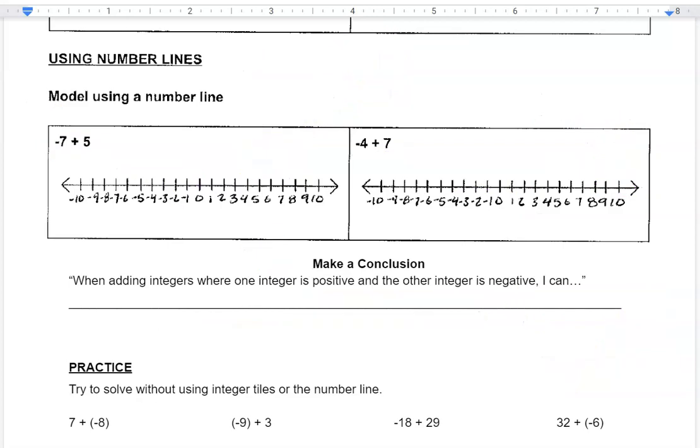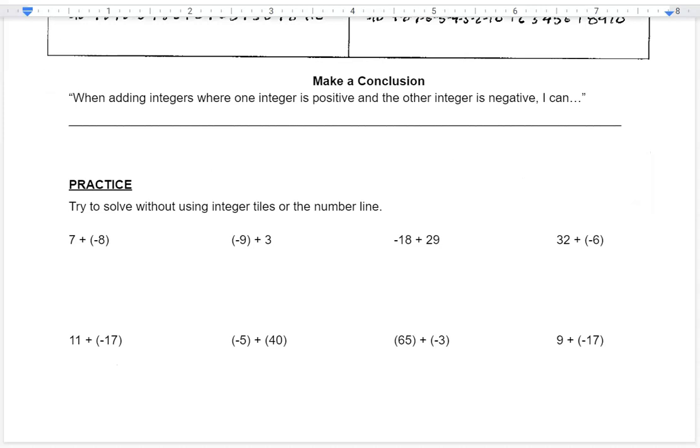So let's practice applying those rules down below. We have 7 plus -8. So we're going to subtract the numbers. We're going to do 8 minus 7, which is 1. But keep the sign of the larger. Do we have more positive numbers or do we have more negative numbers? We have more negative numbers, so it's going to be -1.